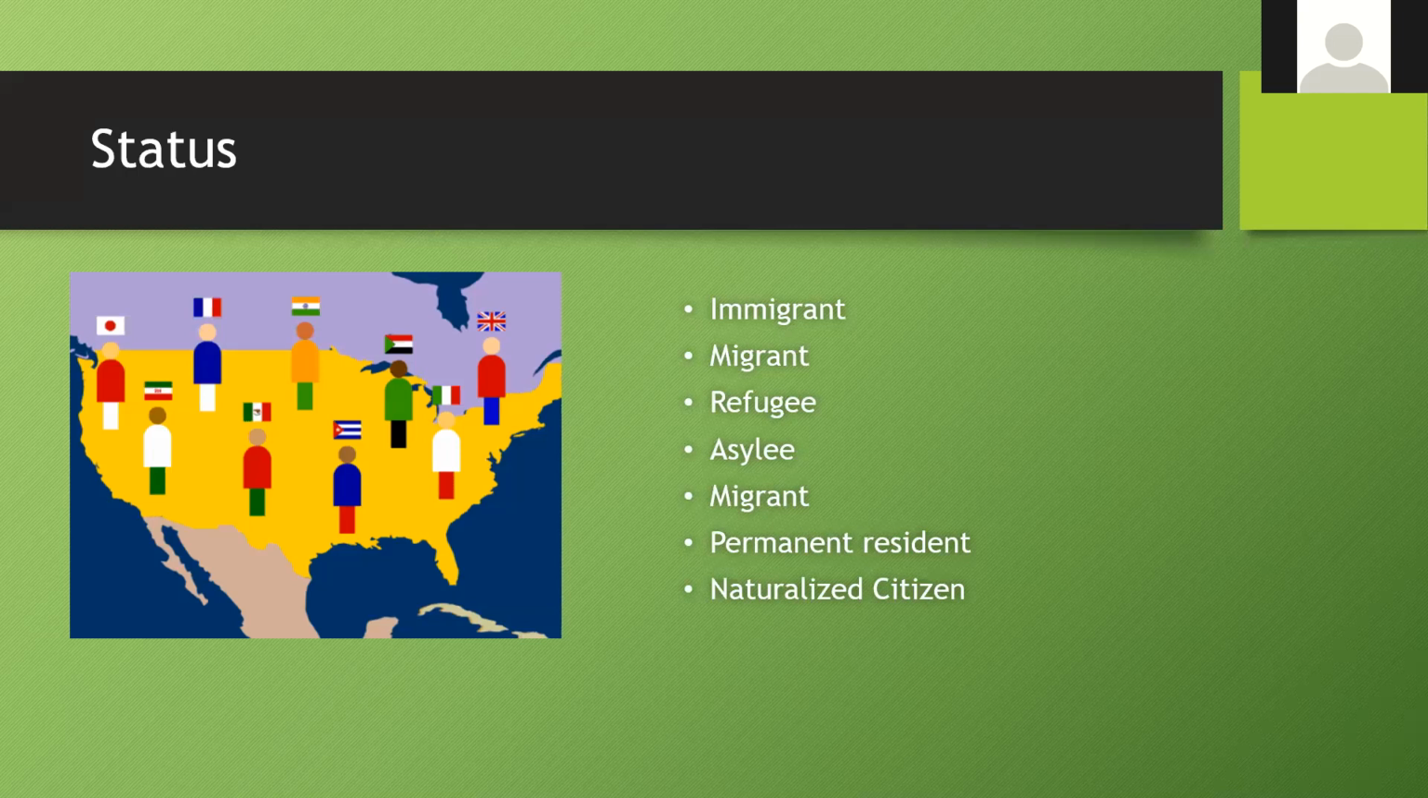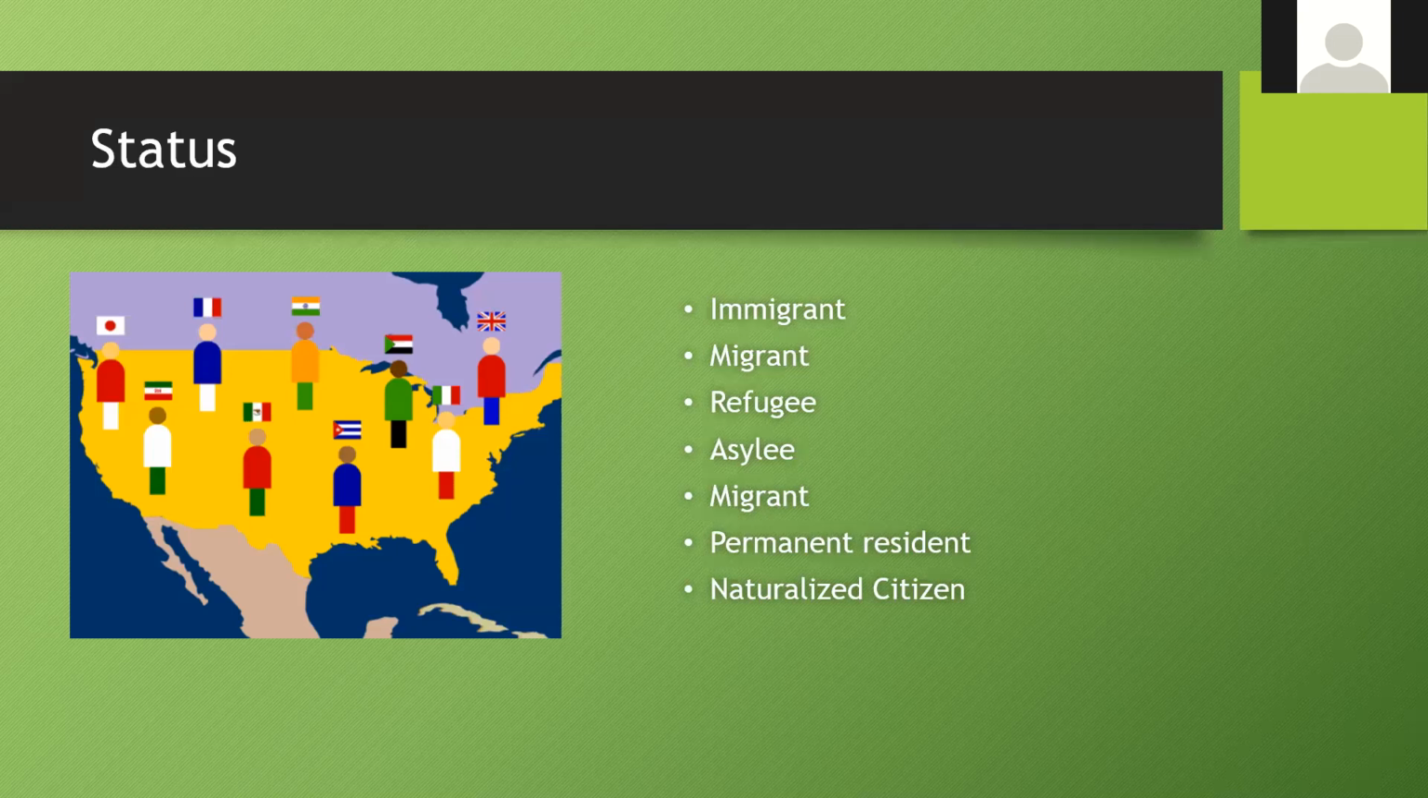And a refugee is an individual who has been forced to move due to war or persecution and other grounds. And this status is granted under certain protections. And wherever a person settles, I think in all of them, whether you're an immigrant or a refugee or an asylee, eventually they could become a permanent resident or a naturalized citizen.